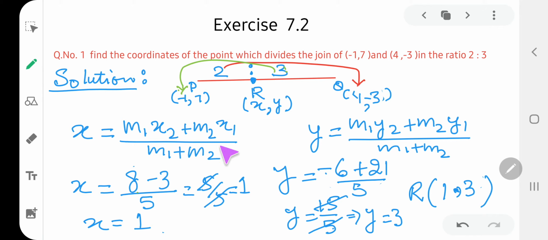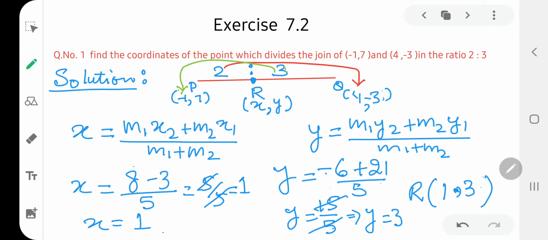Subtract it and divide by m1 plus m2, that is 5. So this is 5 divided by 5, which is equal to 1. Therefore the coordinate x is equal to 1. Abscissa is 1. Now let's find out the ordinate.